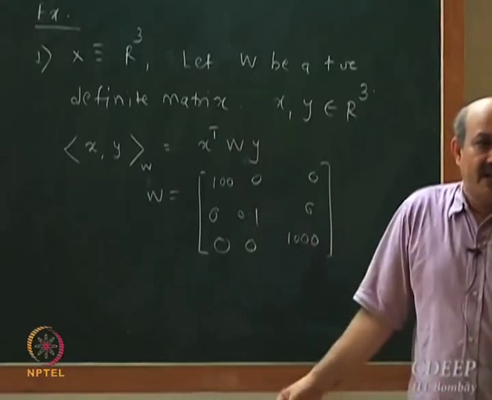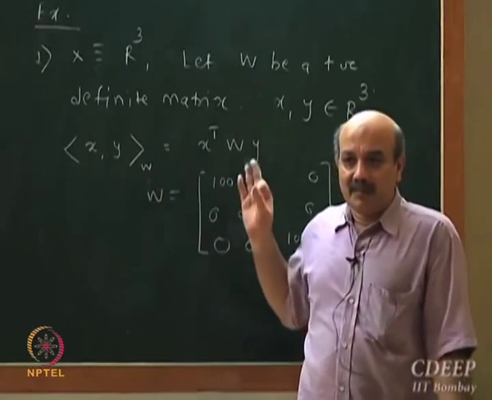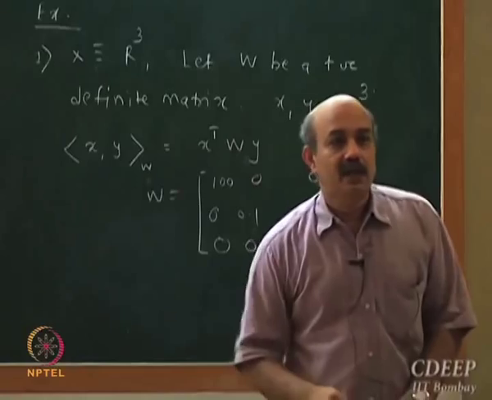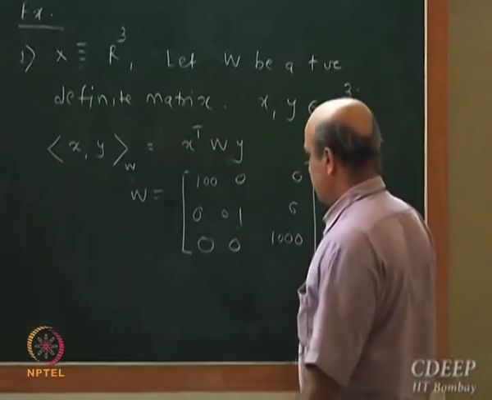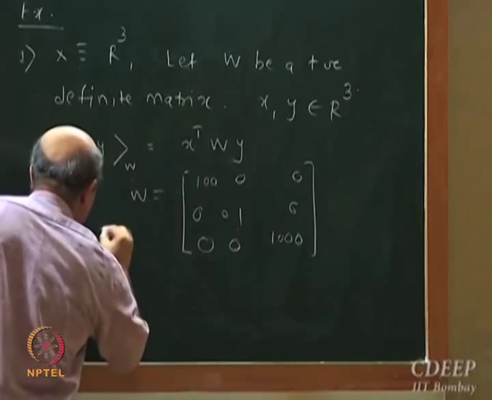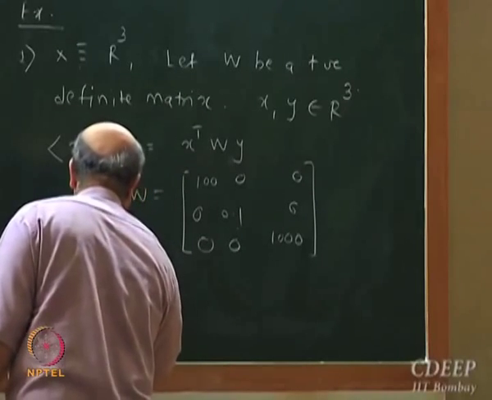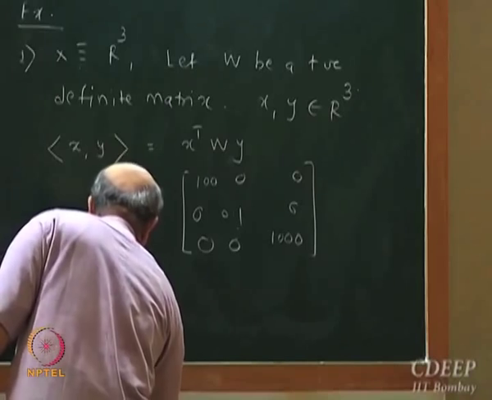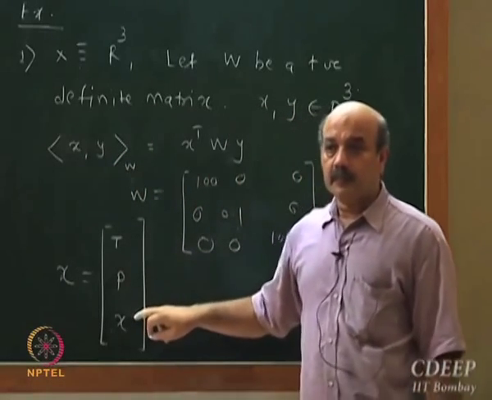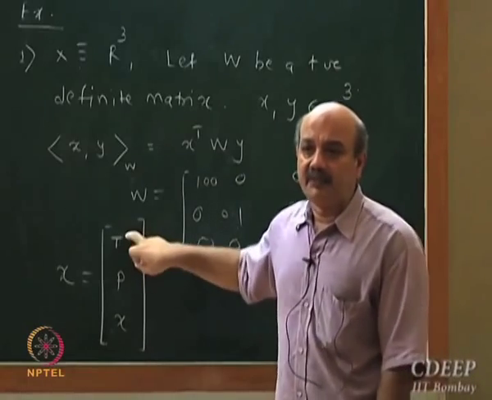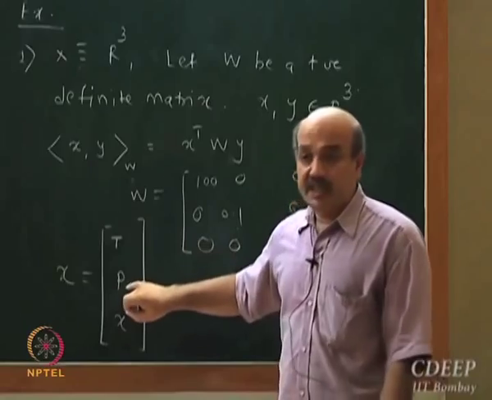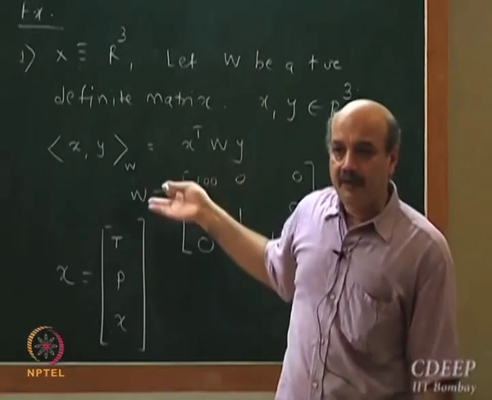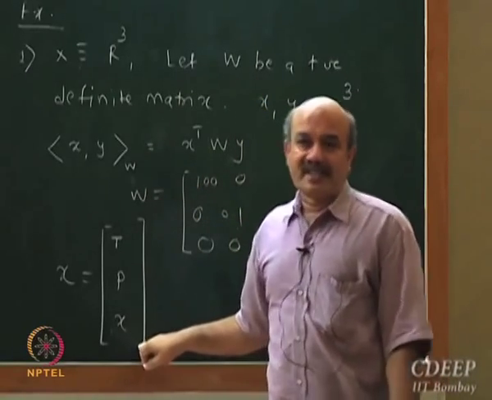Now you might ask me, why do you want to define some funny matrix W and then call it an inner product? Where is it useful? Let's say I am working with a reactor, and my x is a vector that consists of temperature, pressure and concentration, fractional. Temperature is in tens and twenties, degrees centigrade. Pressure is defined in pascals, megapascals, so it's in 10^5 something. Here x is in fractions.